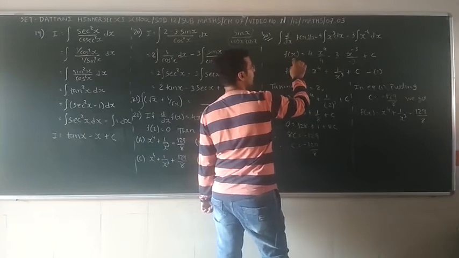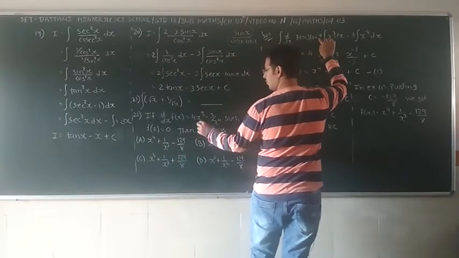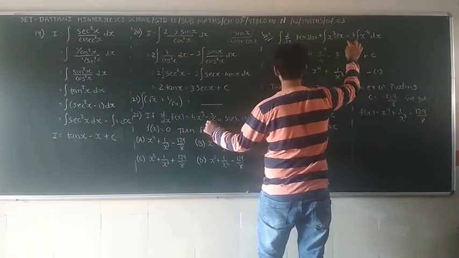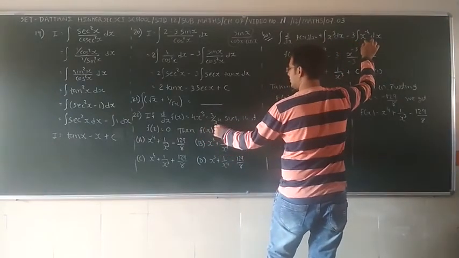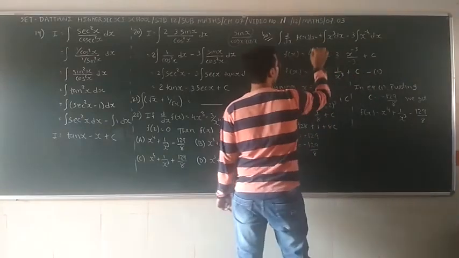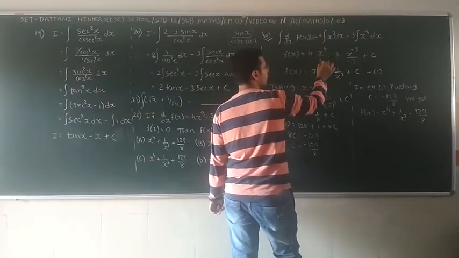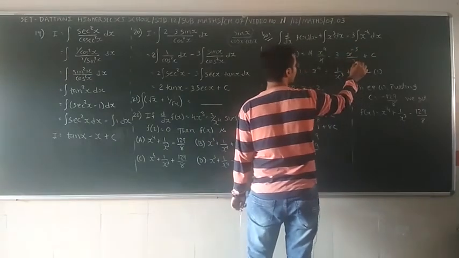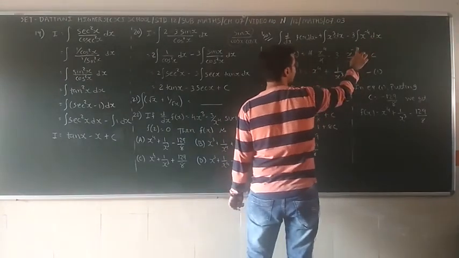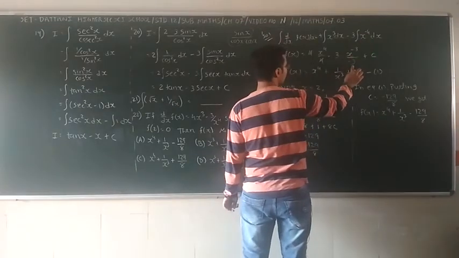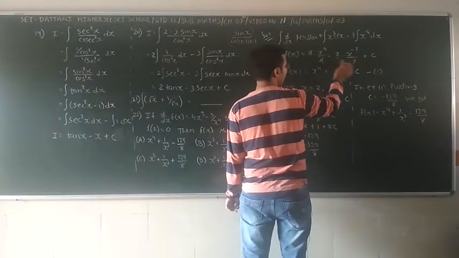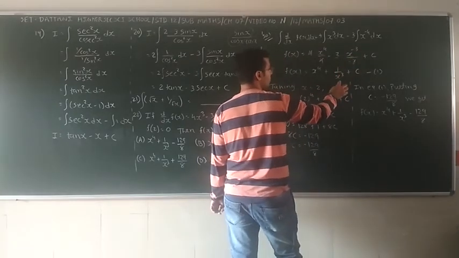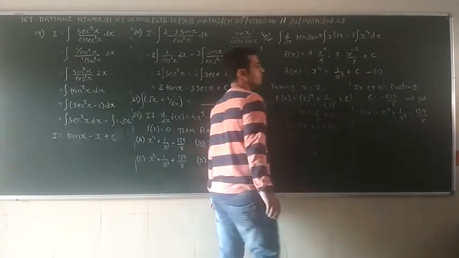So f of x is equal to: separate, 4 outside, integration of x cube dx, minus 3 outside, 1 upon x raised to 4, that means x raised to minus 4 dx. 4 as it is. Integration of x cube is x raised to 4 by 4, 4 4s cut, minus 3 into x raised to minus 4 plus 1 over minus 4 plus 1, that is minus 3. 3 3s cut, minus minus is plus, so down, 1 upon x cube plus c. That is our equation number 1.